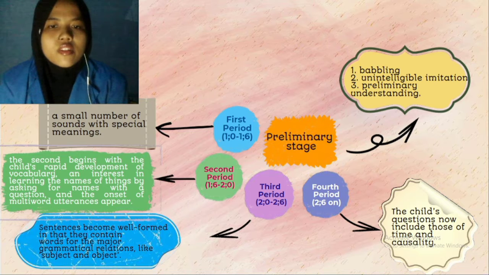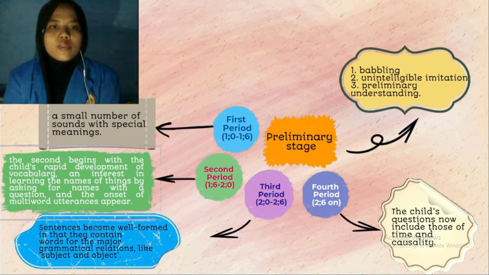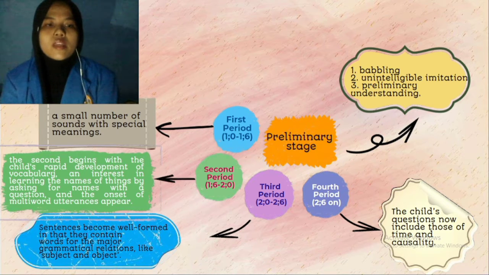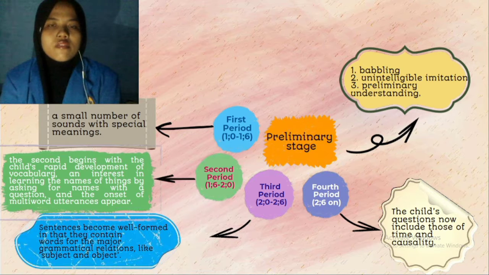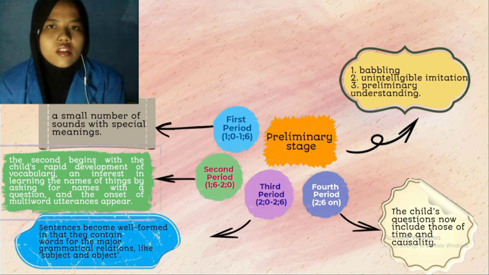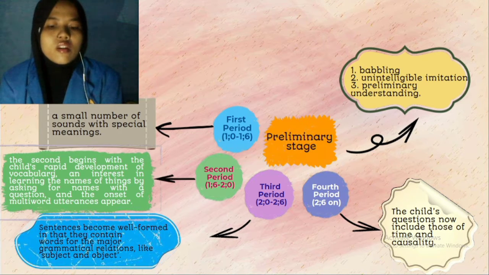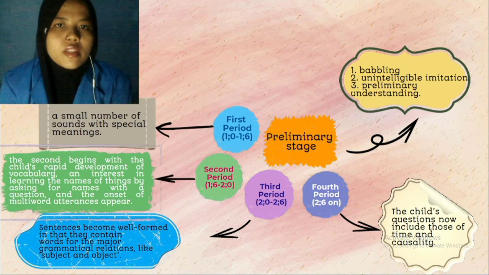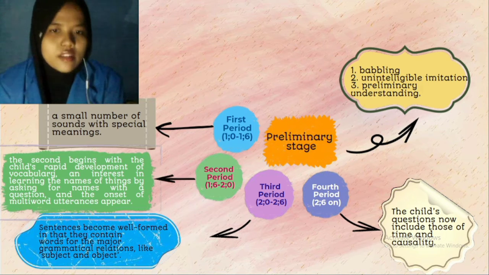And in the first period, the children can produce a small number of sounds with special meanings. It means that in the first period, the children can produce just one word, but even though there is only one word that they can produce, the word can explain several meanings or several ideas.